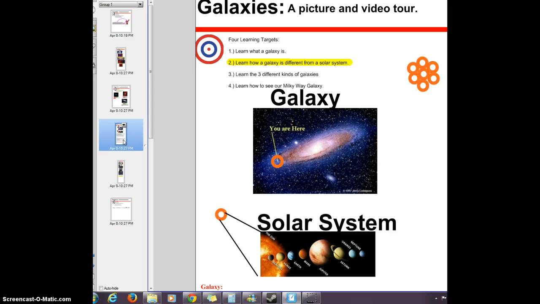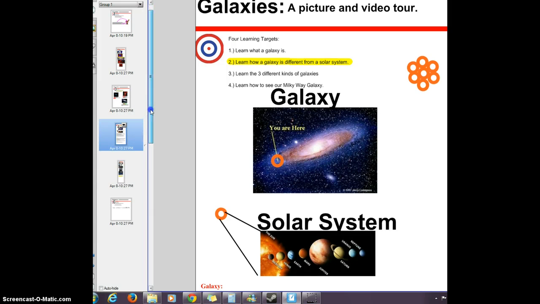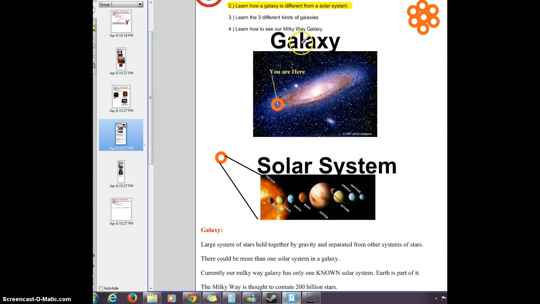And I want you to be able to differentiate or distinguish between a galaxy and a solar system. So here's our galaxy, Milky Way galaxy. Here we are. In this orange circle is our solar system. So what is a galaxy? What is a solar system? Well, you know a galaxy is a family of stars, gas, and dust.